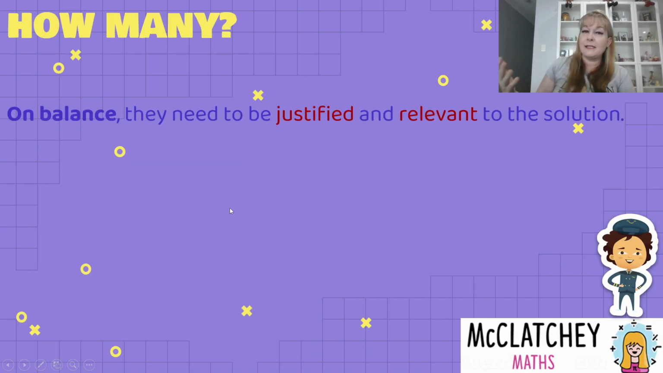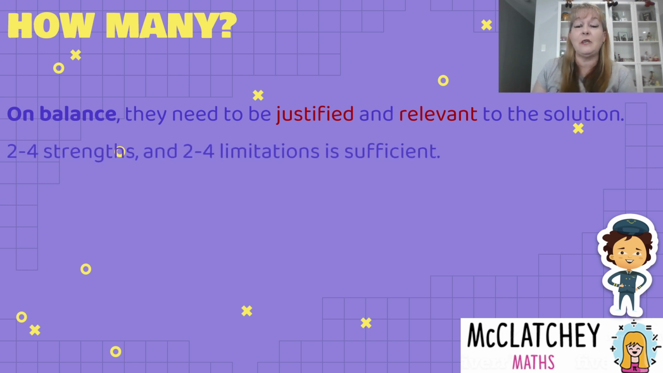Now on balance, they need to be justified. They need to have an explanation about how results were affected. They need to be relevant and actually part of the solution. So you need to make sure that you don't go crazy and go overboard and list hundreds. I would say 2 to 4 justified relevant strengths and 2 to 4 justified relevant limitations would be enough. Any more than that and you're running the risk that on balance they are not.